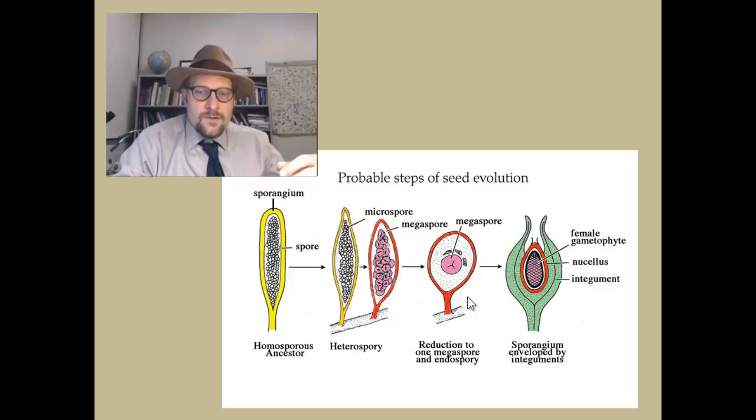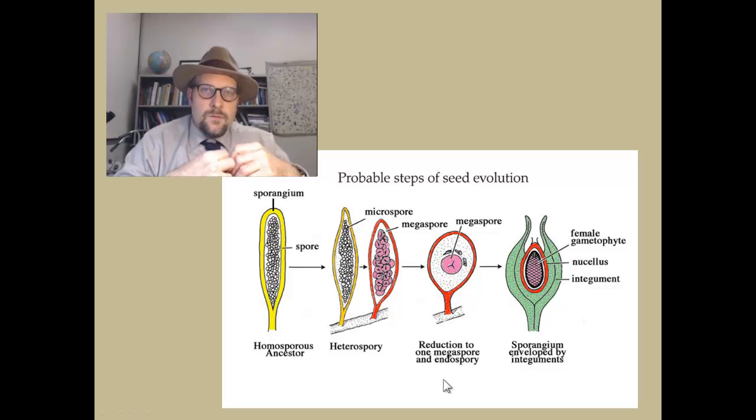And then we go to the next step here, where that megaspore gets reduced, and it retains itself on the plant so that it grows into a gametophyte. And this means that then the egg is encased in the archegonium of the gametophyte that's held onto the plant. And we refer to that as endospory.